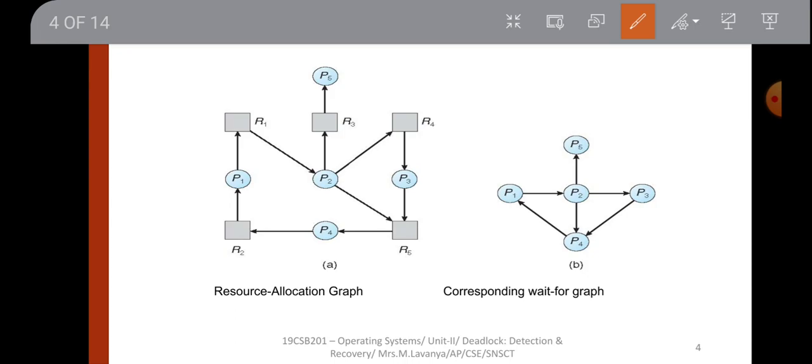In this, the process P1 to P2, P2 to P3, P3 to P4 and P4 to P1. This forms a cycle. In the same way, P1 to P2, P2 to P4, P4 to P1 also forms a cycle. Only P2, P3, P4 doesn't form a cycle. Okay. Here are two cycle formations. So there is a possibility of occurrence of deadlock.